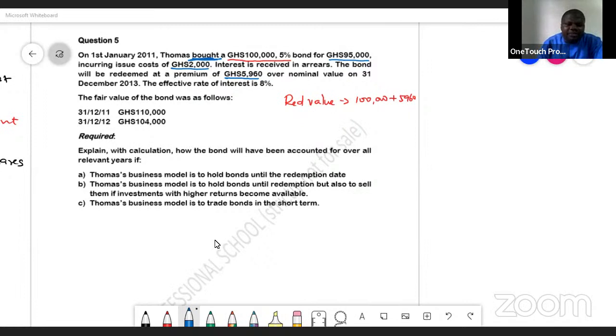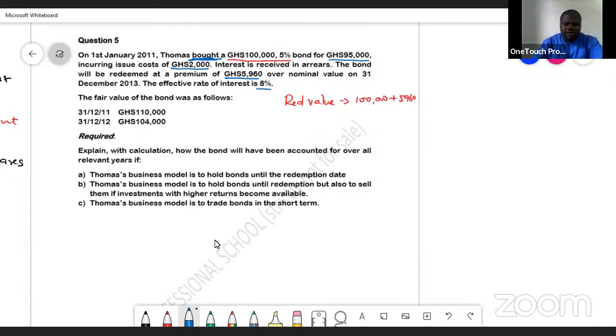The bond will be redeemed at a premium of 5,960 over nominal value on 31st December 2013. The effective interest rate is 8%. The fair value of the bond was as follows: 1st December 2011, 110,000. 31st December 2012, 104,000. Explain with calculation how the bond would have been accounted for over all relevant years if A, Thomas' business model objective is to hold the bonds until redemption date.